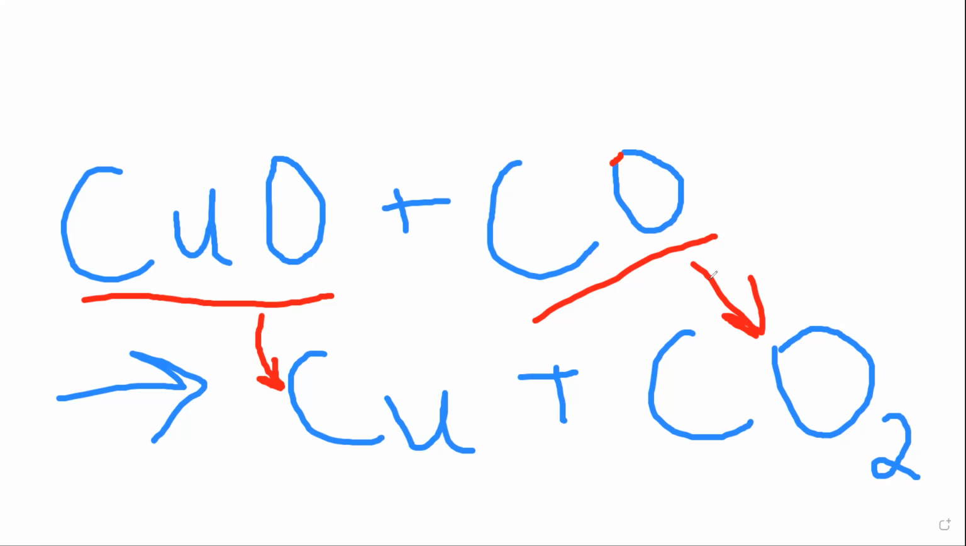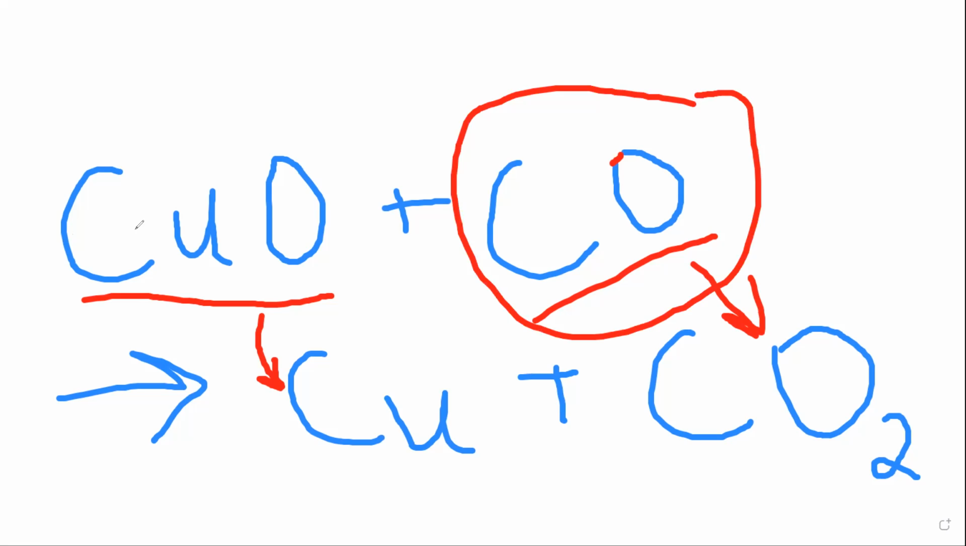Copper oxide is reduced as it is losing oxygen, and the reducing agent here is carbon monoxide, because reducing agents or reductants are the substances which help the reduction to take place. As it is gaining oxygen, it is acting as a reducing agent, and as copper oxide is losing an oxygen atom, it is said to be an oxidizing agent. So an oxidizing agent would be reducing itself, and a reducing agent would be oxidizing itself.